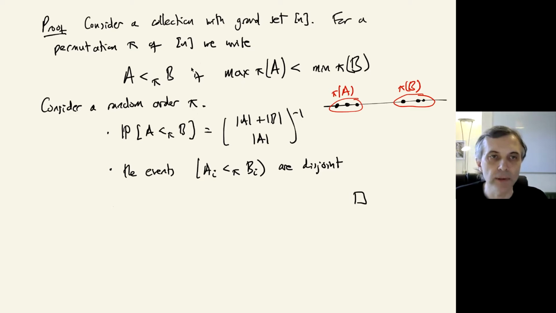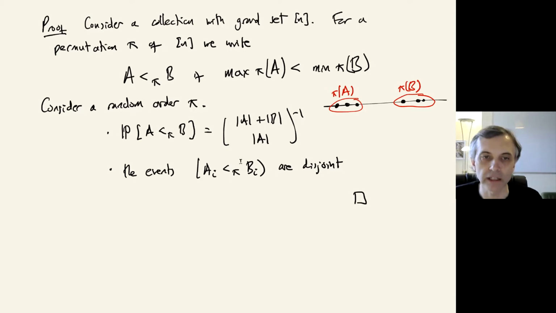Okay, so for any permutation pi, we'll write A less than B in the order given by pi if the maximum of anything in A under pi is less than the minimum of anything in B under pi. In a random order, what's the probability that everything in A is to the left of everything in B? The elements of A and B come equally likely in any order, and there's one order that works. So it's size of A plus size of B choose size of A, inverse.